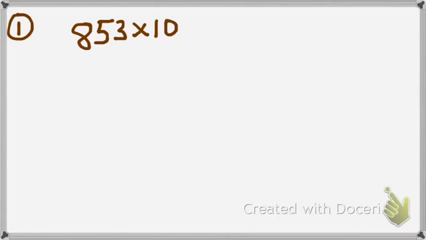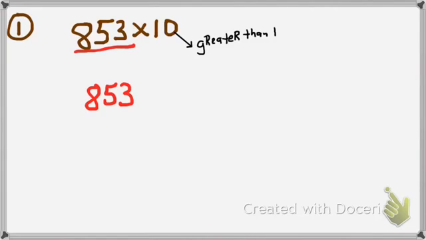Let's take a look at example number 1. 853 times 10. 853 is my starting number. I will rewrite that number. 10 is a power of 10, a 1 with zeros. And 10 is also greater than 1. Greater has R's in it. R's remind me that I have to move my decimal to the right.